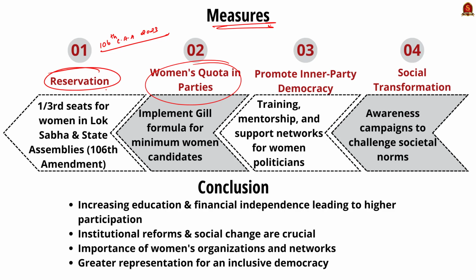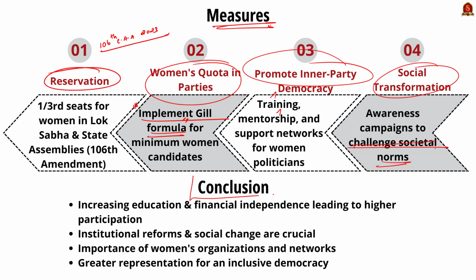For this, we can implement the GIL formula that makes it mandatory for recognized political parties to field a minimum agreed percentage of women in elections in order to retain their recognition as political parties with the Election Commission. This can be a very good step. Thirdly, promoting inner party democracy. This can be done by providing training and mentorship programs and establishing support networks for women politicians. Finally, society must dismantle the notion that women are confined to domestic duties. This can be done by conducting awareness campaigns to challenge and change societal norms and promote the importance of women in the political arena. This can be the body part of your answer.